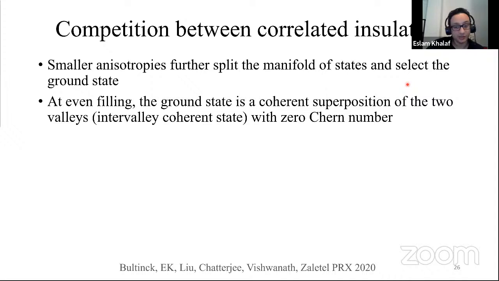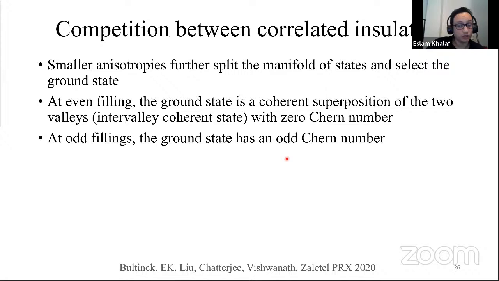While at odd fillings, we have a ground state that has an odd Chern number. So it's a quantum anomalous Hall state. And that already explains this dichotomy seen in experiments where, for example, at nu equals 2, we get correlated insulators, but at 1 and 3, we sometimes get these correlated Chern insulators or quantum anomalous Hall states.